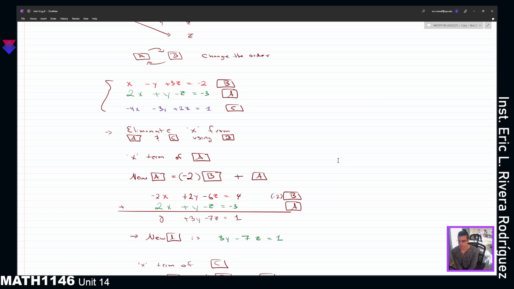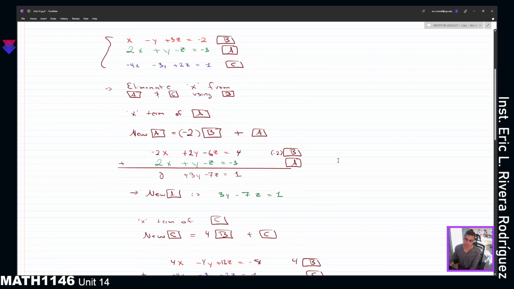To eliminate the x term from A, I multiply B by -2. That's the opposite value of 2, the coefficient of the x term of equation A. When I did that modification and added -2B plus A, I got a new equation for A, which is 3y minus 7z equals 1.